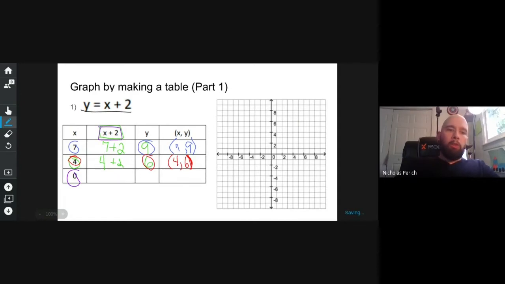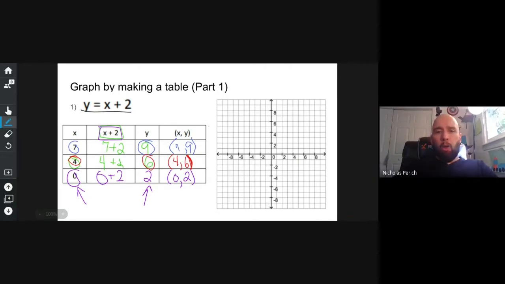My x value is 0. Instead of writing out x plus 2, I write out 0 plus 2. 0 plus 2 is 2. So when x was 0 and y was 2, I get the point 0, 2.